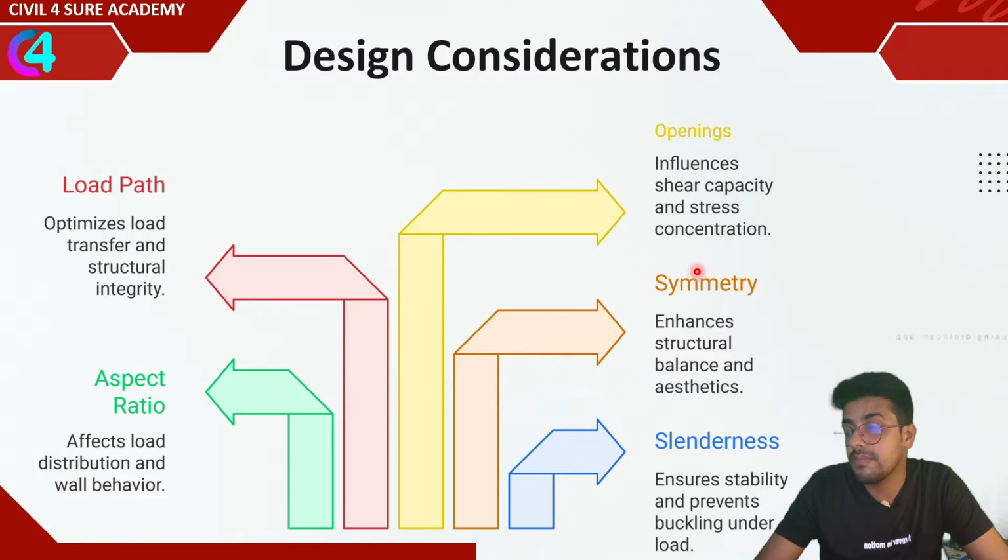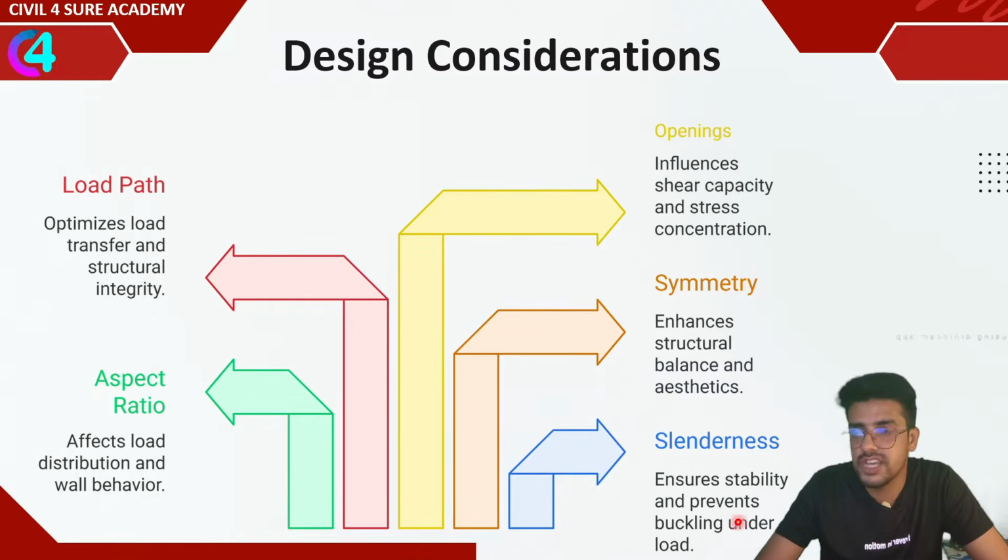Symmetry must be there. If there are several shear walls in our model, then we must make it symmetric. It must not be the case that all of the shear walls are at the right side of the model. Then that will shift the CG of the structure to the right hand side, the center of rigidity will change, torsion will appear and all of the headaches will come to us. So the symmetry must be there. The equal distribution of shear walls must be there in our model.